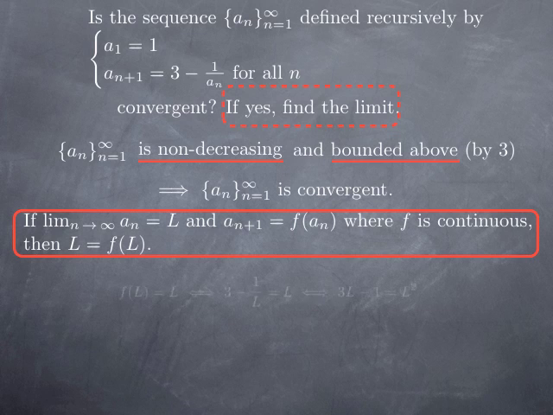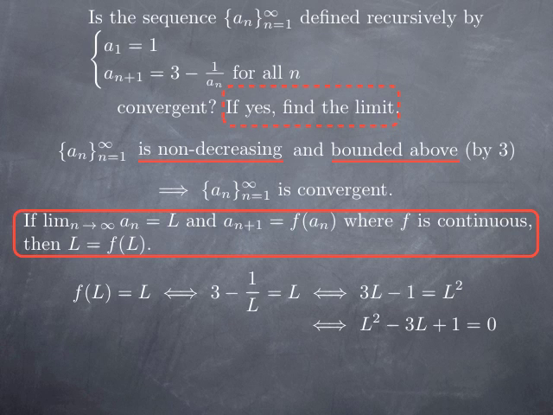In this case, f of L equal L, where the function f is 3 minus 1 over x. This equation writes as 3 minus 1 over L equal L. Multiplying both sides by L, we obtain 3L minus 1 equal L squared, which is a quadratic equation in L that can be rewritten L squared minus 3L plus 1 equals 0. And applying the quadratic formula, we find that L is either (3 plus root 5) over 2 or (3 minus root 5) over 2. So which one is it?